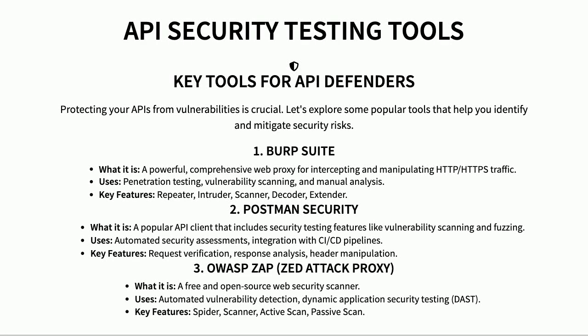Okay, let's talk about keeping your API safe. There are some fantastic tools out there designed to help you find and fix security vulnerabilities. First up is Burp Suite. It's like a detective for the web, letting you see and change all the HTTP traffic flowing between your app and its users. Postman Security is another great option. It's a really handy tool for automatically testing your API for common problems. And finally, OWASP ZAP is a free and open source scanner that can do some serious digging to uncover potential weaknesses in your code.